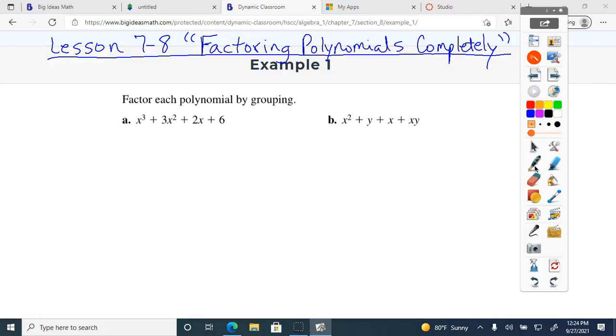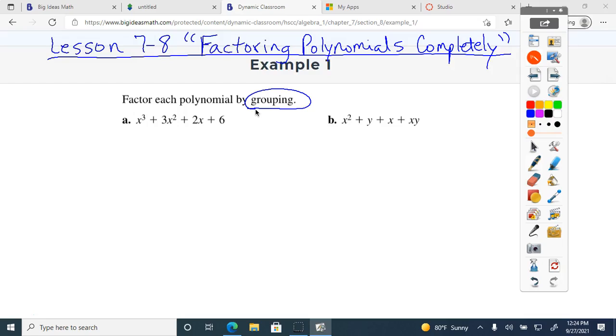Today we're doing our last lesson in chapter 7. We are factoring polynomials completely, which I don't really like the title of, because we've been factoring polynomials completely this whole time. But now we have a little extra thing, okay? We're going to learn, which I've already showed you once, how to factor by grouping, okay? So, let's go. Here we go.